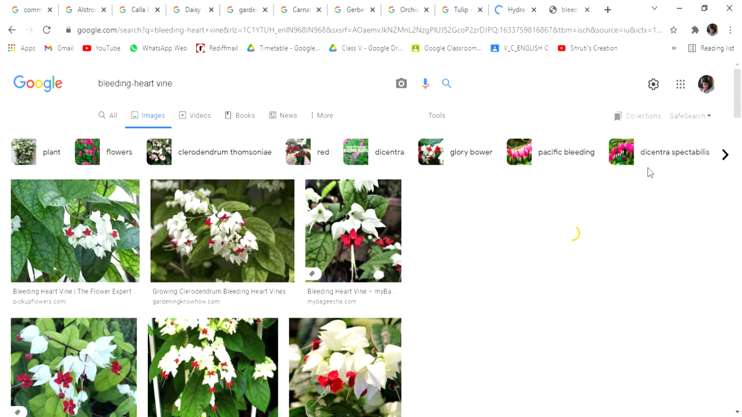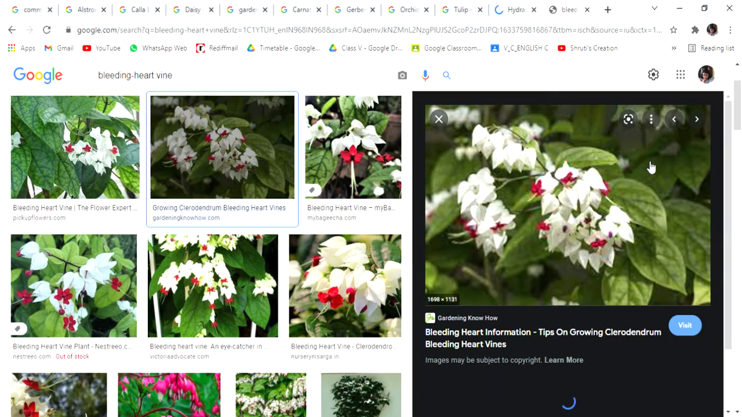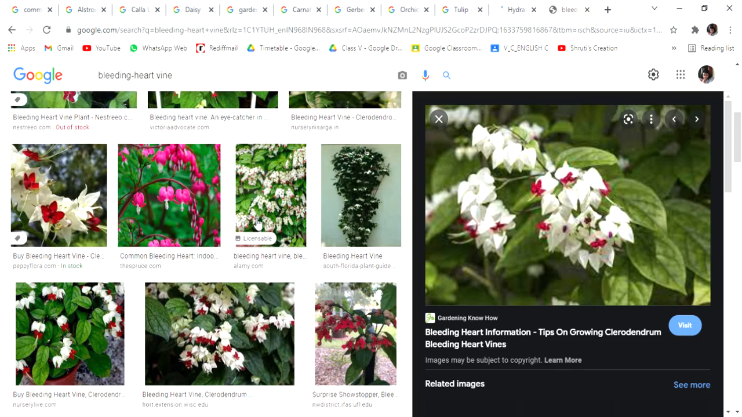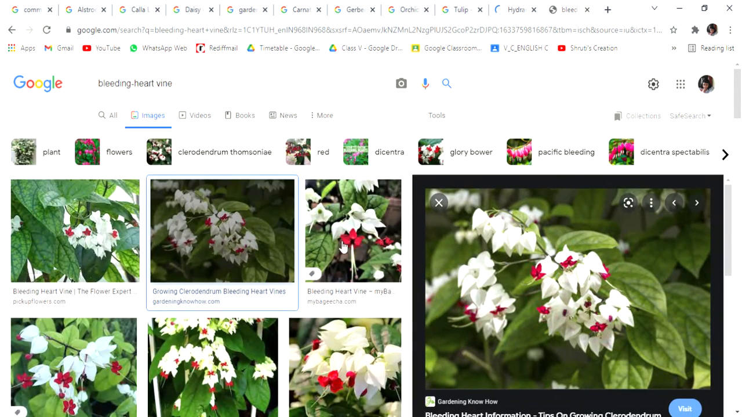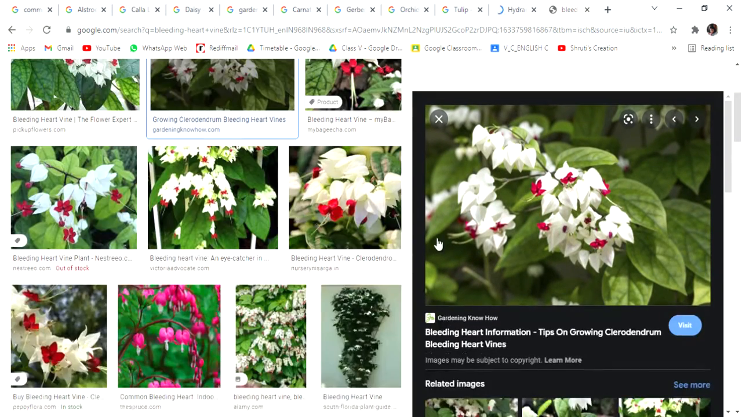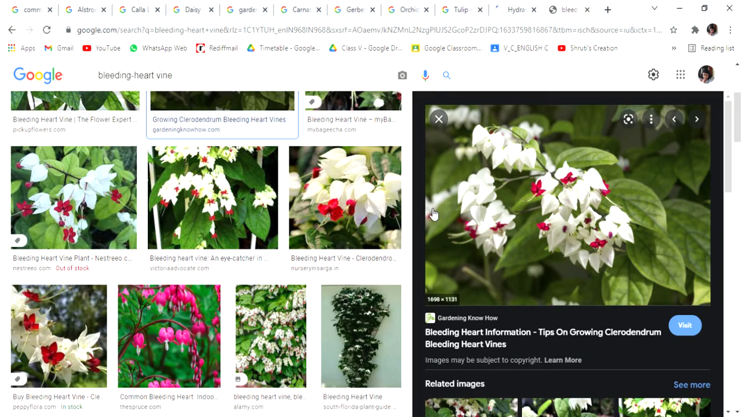And this bleeding heart vine, bleeding heart, it's actually another type of heart we have. That type of, actually it's not in heart in its shape. Actually, its name is like that. Okay. Now it also has red color, actually pink color. Actually, this pink color and white color actually look nice.